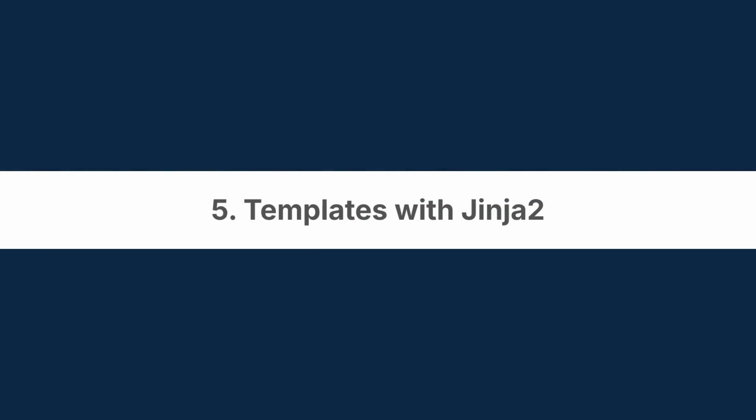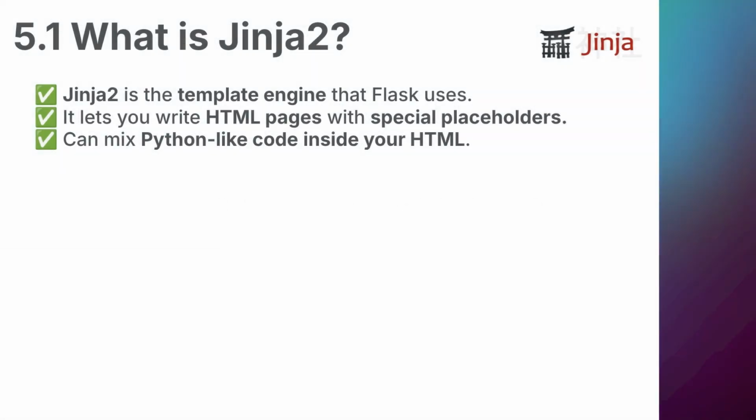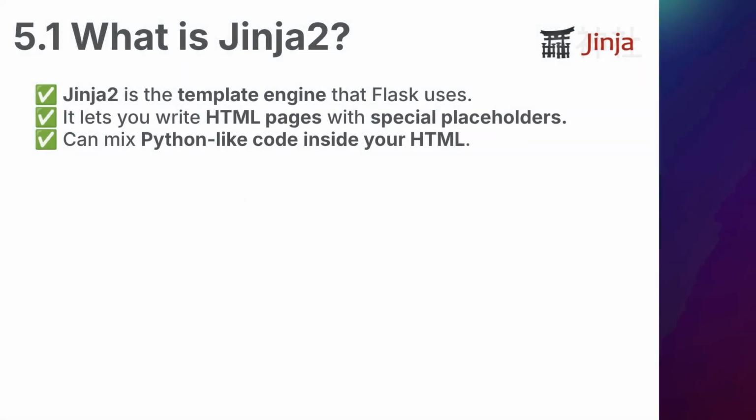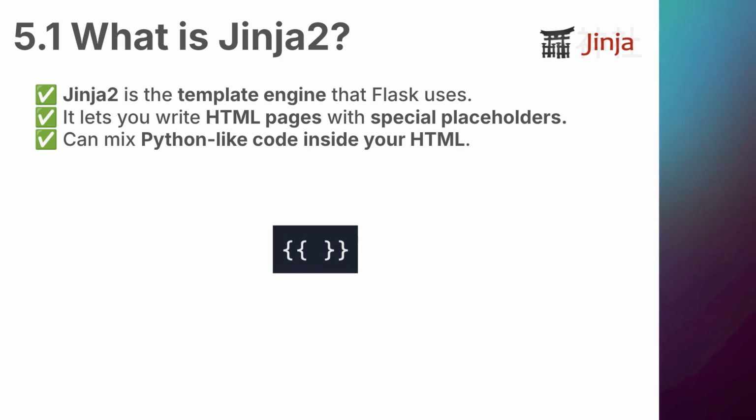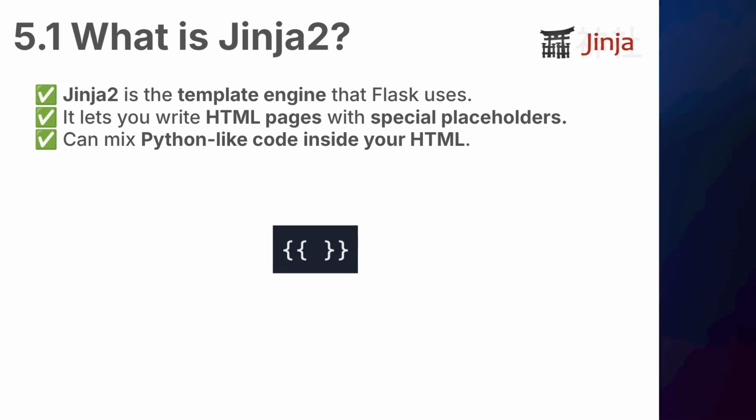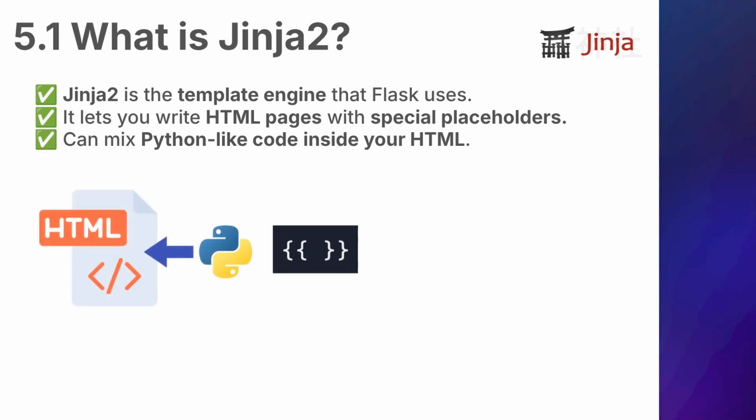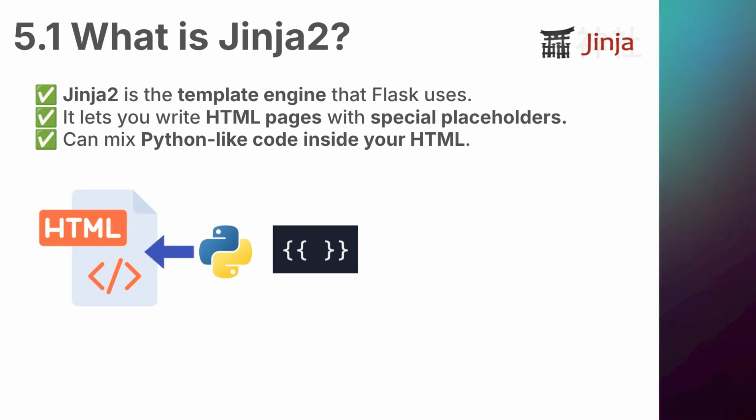5. Templates with Jinja2. 1. What is Jinja2? Jinja2 is the template engine that Flask uses. It lets you write HTML pages with special placeholders like double curly braces. These placeholders are filled with real data when the page is shown. So you can mix Python-like code such as variables, loops, and if statements inside your HTML using placeholders.